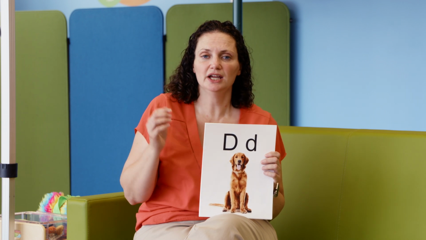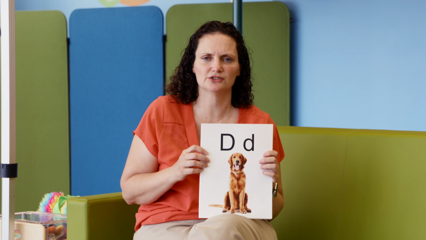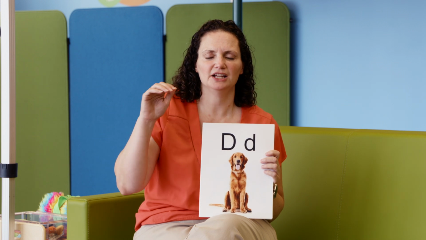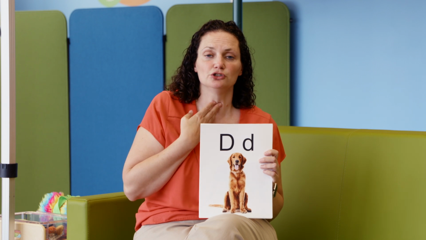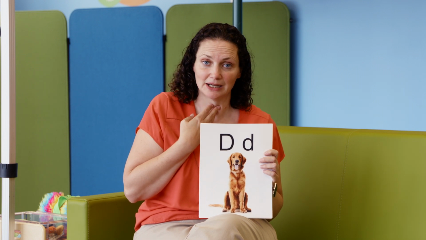The next sound is D, D. To make this sound, you put your tongue on the little bump behind your teeth. There's a little bump there called your alveolar ridge. And you put your tongue on that alveolar ridge, and you kind of tap your tongue on that ridge, D, D, and you turn your voice on, D, D.